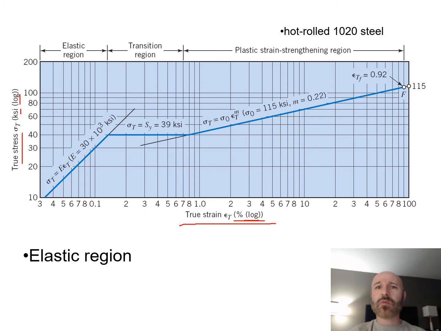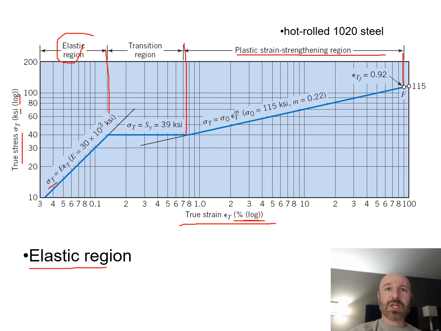We see we have these different regions. We have our elastic region. So we can see we go up to there to our elastic region. Then we have our transition region up to here. And then from there we have our plastic strain, our strengthening region, up here until we hit our failure. So this is a different way to look at it, using our true stress and true strain on a log scale. So we can see we have our elastic region right here.